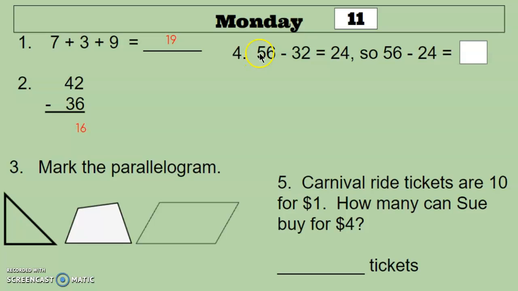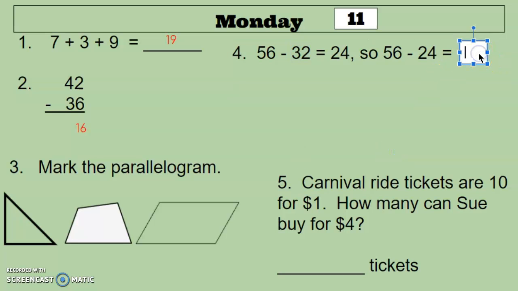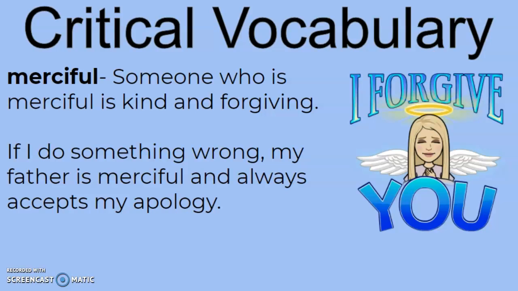Up here, this is a fact family. So 56 minus 32 is 24. Then 56 minus 24 is 32. It's a fact family.